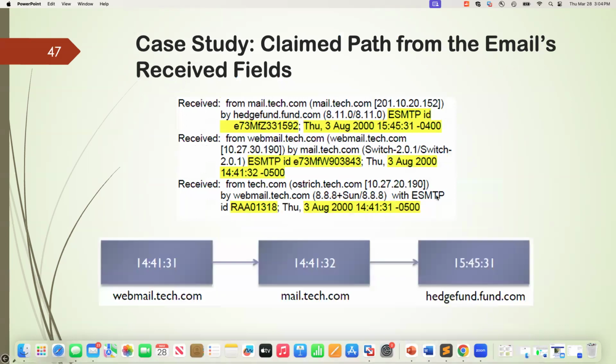So with this information, we create a timeline over here, right? The first is RAA01318, which will be right here. And it says that it is generated at this particular time. So we note the time as well, and the email server that processed this email. Similarly, the time at which the second email server processed this email, and the time at which the third server, right over here, 15:45:31, the hedge fund's mail server processed this email.